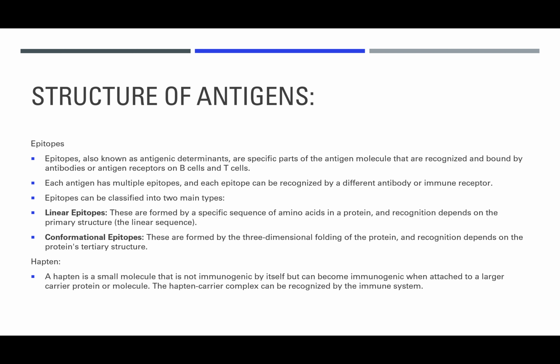And we also have some things that we call epitopes. Epitopes are usually known as antigenic determinants. These are the specific parts of the antigen molecule that the B cell and the T cell would respond to, that macrophages, monocytes, eosinophils, or neutrophils would actually refer to.